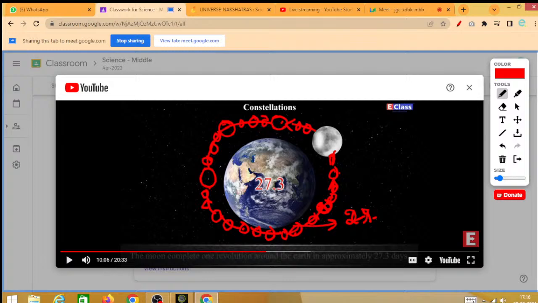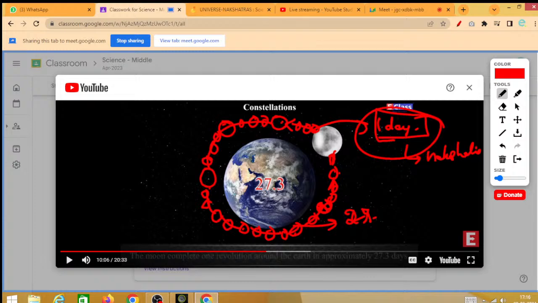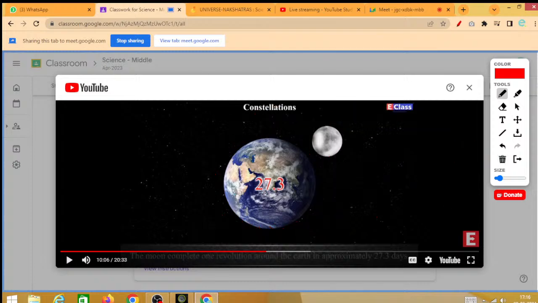So each day the moon travels only this small distance, and the amount that the moon travels in one day is called a nakshatra. And that is why there are 27 nakshatras, because it takes 27.3 days to complete one revolution around the earth. Okay.